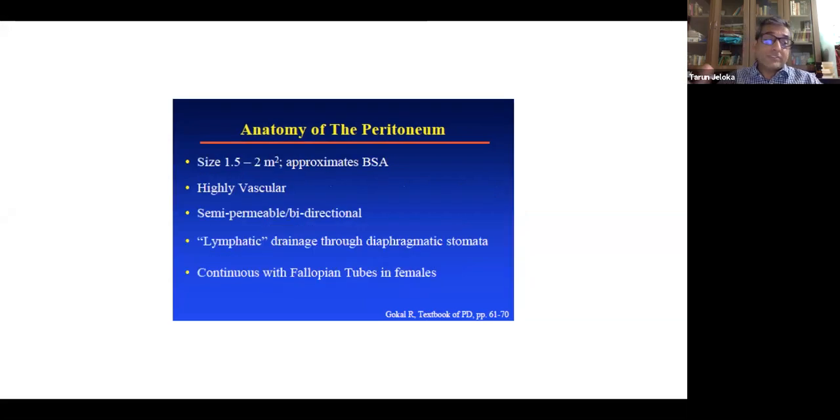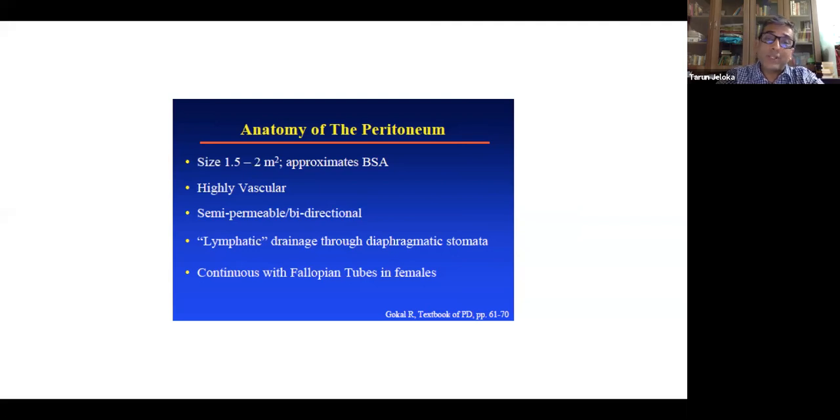If you see the total surface area, it is almost equal to the body surface area, which is about 1.5 to 2 square meters. It is a very highly vascular organ, I would say. And it is semi-permeable, which is the requirement for dialysis, as you know. It's not a synthetic membrane, it's a God-given membrane as compared to the dialyzer membranes we use for hemodialysis. Apart from this, you should also know that there is lymphatic drainage of the peritoneal fluid back into the system as well. And this predominantly occurs through diaphragmatic stomata.